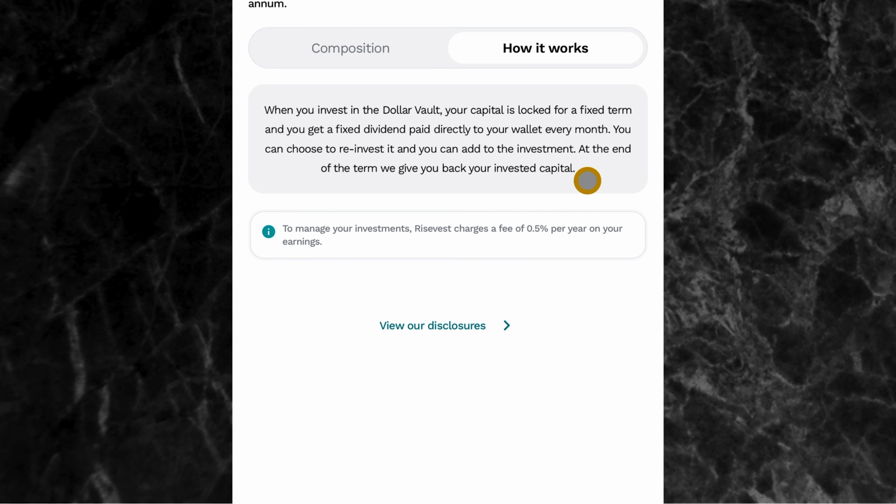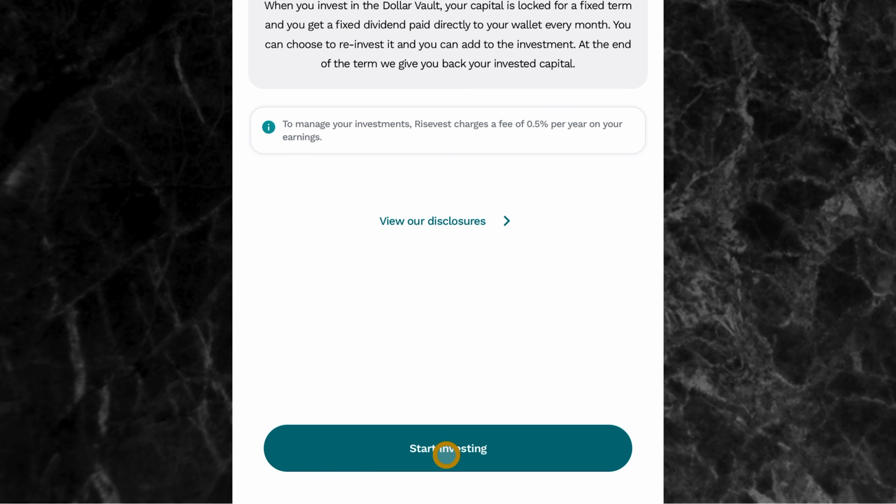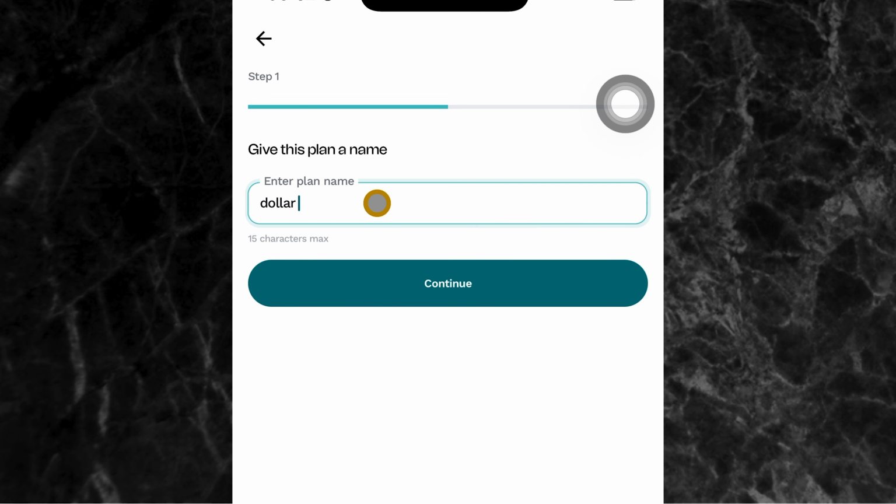I think this one is even better if you're the kind of person that wants passive income from your investment every month. Maybe you have a huge amount of money that you want to invest, but you want to be getting your interest every month. You want to be able to withdraw your interest every month, then this one is better for you. So if you want to do that, just come here and click on start investing. And then you also give this one a name. So let's say dollar. Let me just name it dollar. And then you come and click on continue.